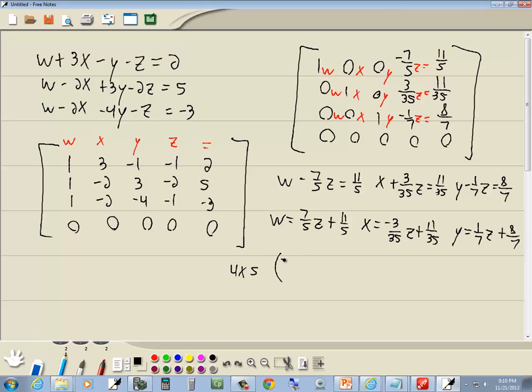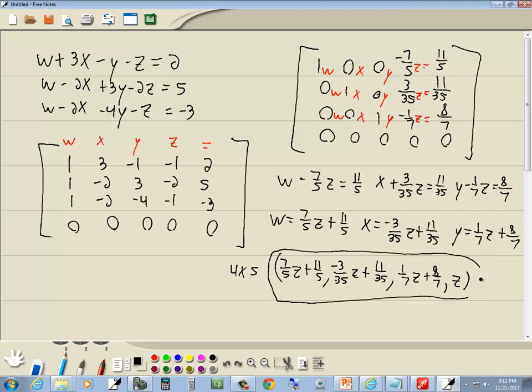Okay, so our answer, we'll put W first. We got 7/5 Z plus 11/5. Then the X, which is negative 3/35 Z plus 11/35. Then our Y, which is 1/7 Z plus 8/7. And then our Z. Again, some books will use different variables instead of Z. They'll use T's or A's or something, but I'm happy with that answer.